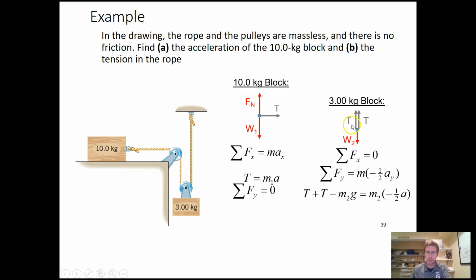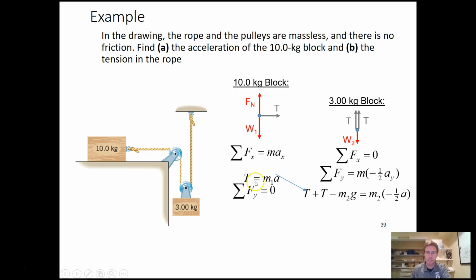So sum of the forces, we have T going up once, T going up twice. We have negative weight, which is mass times gravity, so 2T minus m2g equals m2 times negative 1/2 a. From here, we don't know the tension and we don't know the acceleration, but we have two equations, both with tension and acceleration as unknowns. So guess what? We can solve a system of two equations.